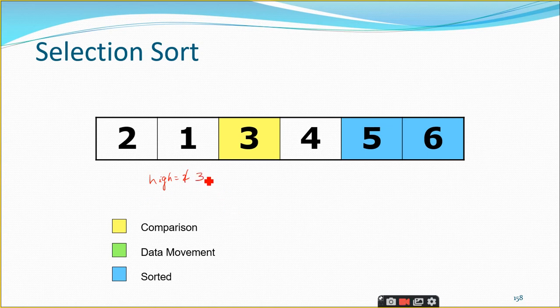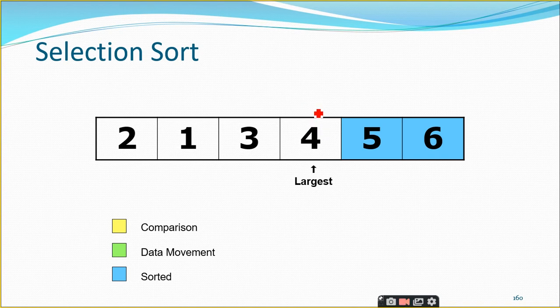Now, compare the 3 with the next element 4. So, what happens? Since 4 is greater than 3, the high value will be replaced with 4. You have reached the end of the array, therefore, the largest element is 4. Now, what you have to do? You have to swap the largest element with the last element of the unsorted array.